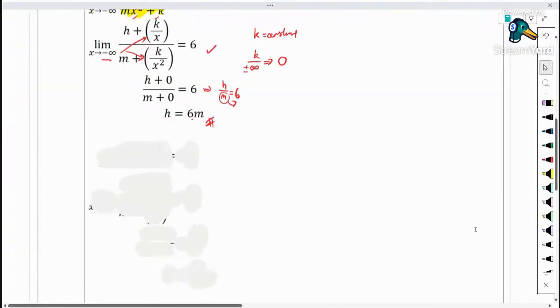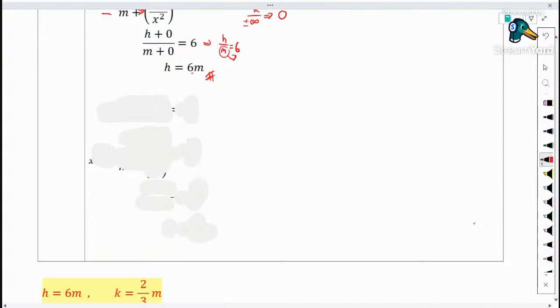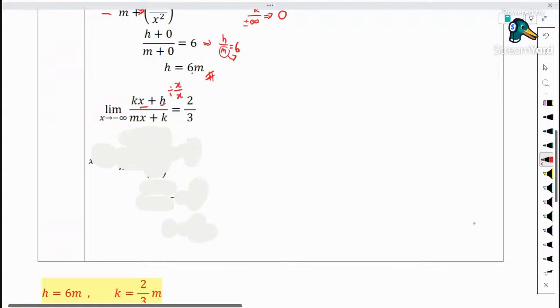Now, do the same thing for the other one. So this time, the information is the limit as x approaches negative infinity of (kx + h)/(mx + k), and the result equals 2 over 3. So in this case, once again, like we mentioned just now, the strategy is that we're going to divide x top and bottom for each of the terms here. And I suppose I have my result as follows, and it equals 2 over 3.